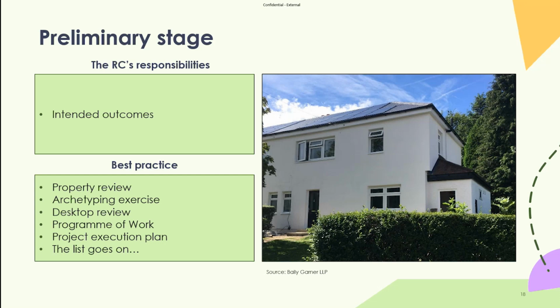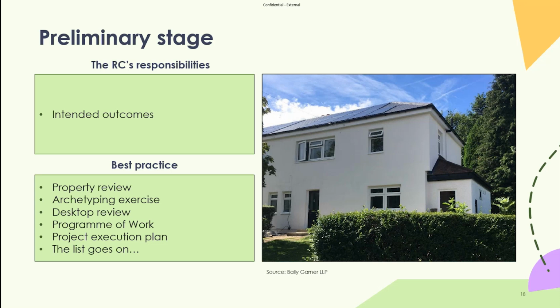But you may look at an archetyping approach, looking at the key construction, the ages, and what measures would be suitable. From the criteria that you can list out, you can then work out, okay, these properties are of a similar nature. They're likely to be similar in terms of measures. And again, that will create efficiencies in delivery because you've undertaken a holistic approach rather than an individual property approach.